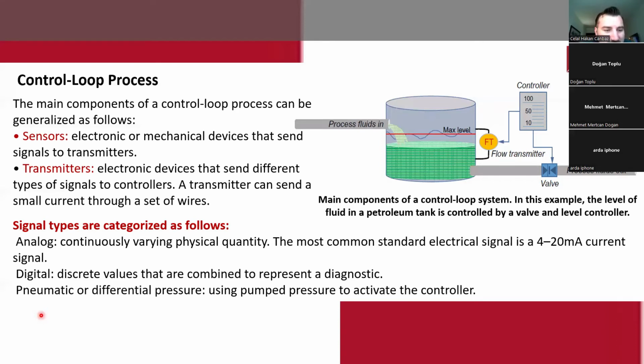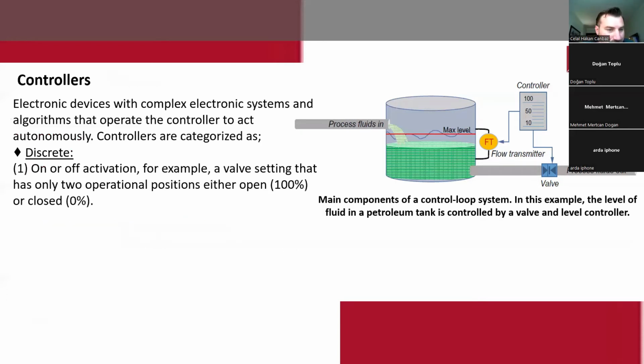The other one is the pneumatic and differential pressure signal. It uses pumped pressure to activate the controller. Some downhole valves use this. There are also some surface tools using pneumatic and differential pressure, especially some multi-phase flow meters. I know they have a somewhat high error percentage, but they are used in the field as well. All right, it uses differential pressure.